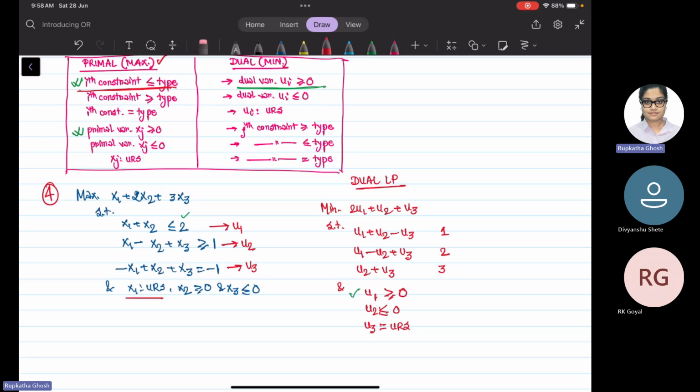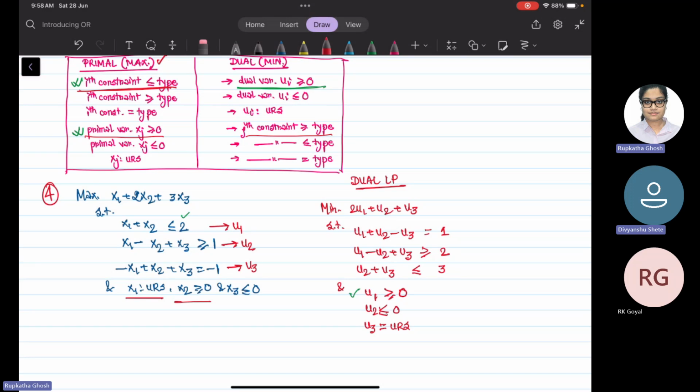Now, for this one, x1 is unrestricted in sign, so that constraint is an equality. x2 is greater than equal to 0. For a primal variable greater than equal to 0, your jth constraint would have the same sign, so this is greater than equal to. And x3 is less than equal to 0, so this is less than equal to. And that's it, your dual model is there.